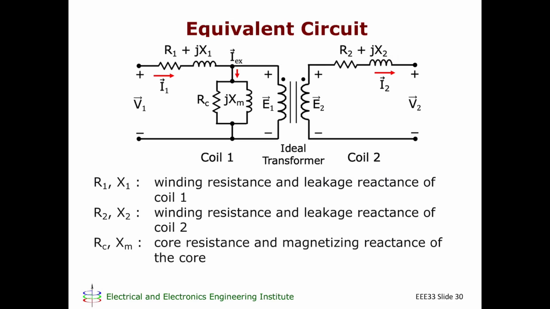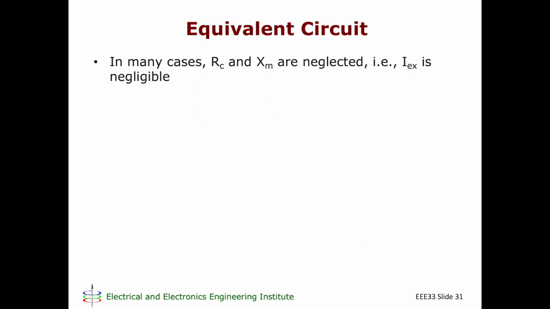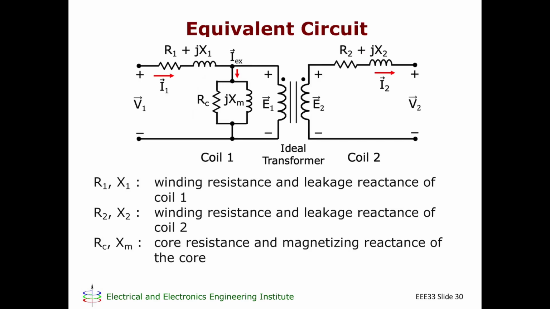RC and XM are for modeling the core. RC models the heat loss in the core, and XM models the magnetizing current required for magnetic flux to flow around the core. Notice that this has been referred to the primary side. This could very well have been referred to the secondary side. In many cases, RC and XM are very negligible. So in many cases, we can actually do away with this.